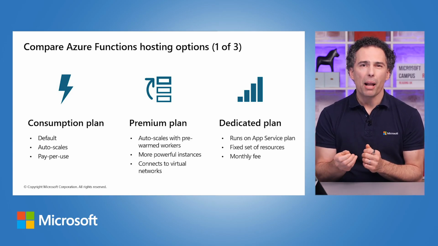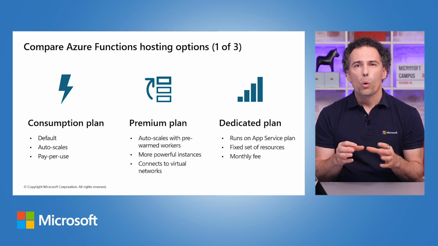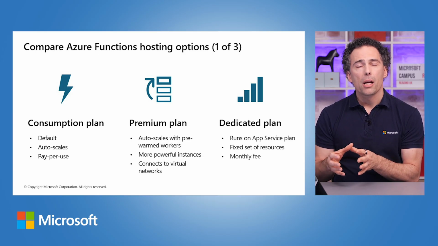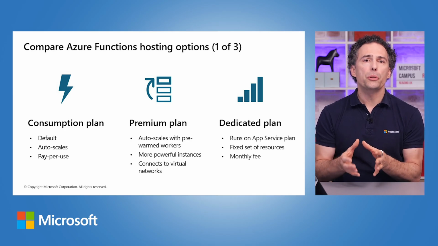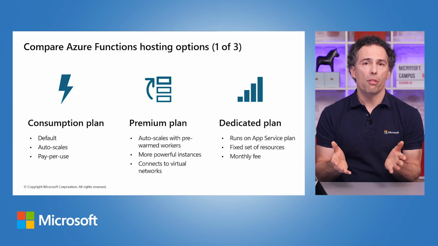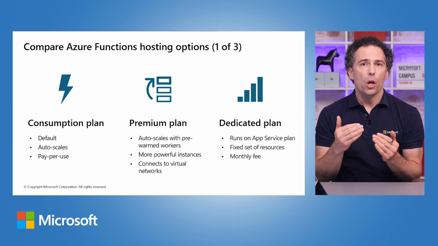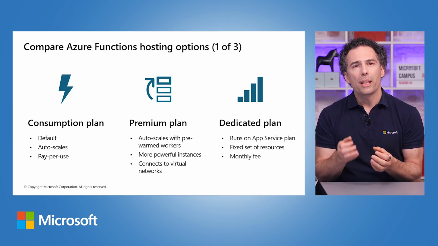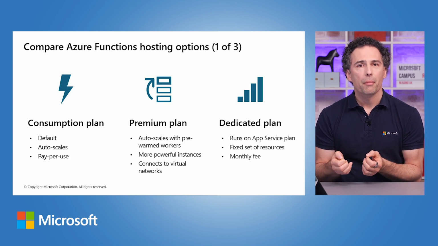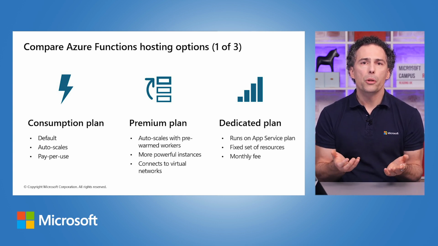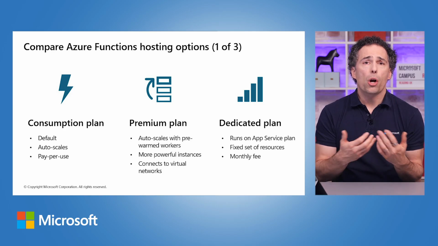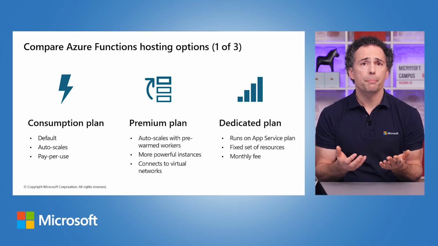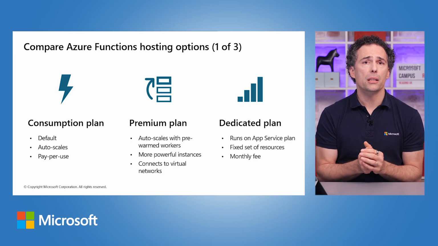The Dedicated plan is different from the other 2. It runs your function app within an app service plan, which is a fixed set of compute resources that you pay for monthly. You can manually or automatically scale your function app within the limits of your plan. This is suitable for scenarios where you have long-running or very complex workloads that require more control and customization.